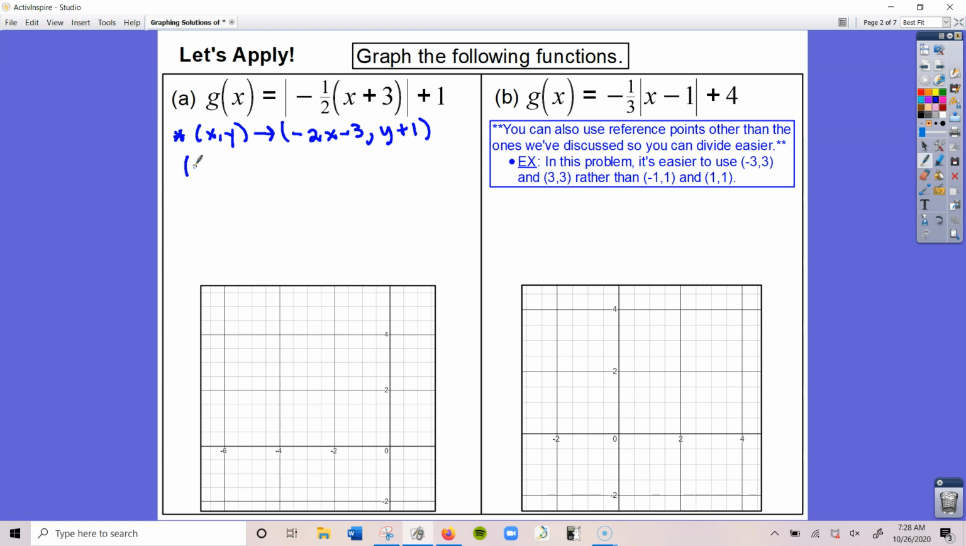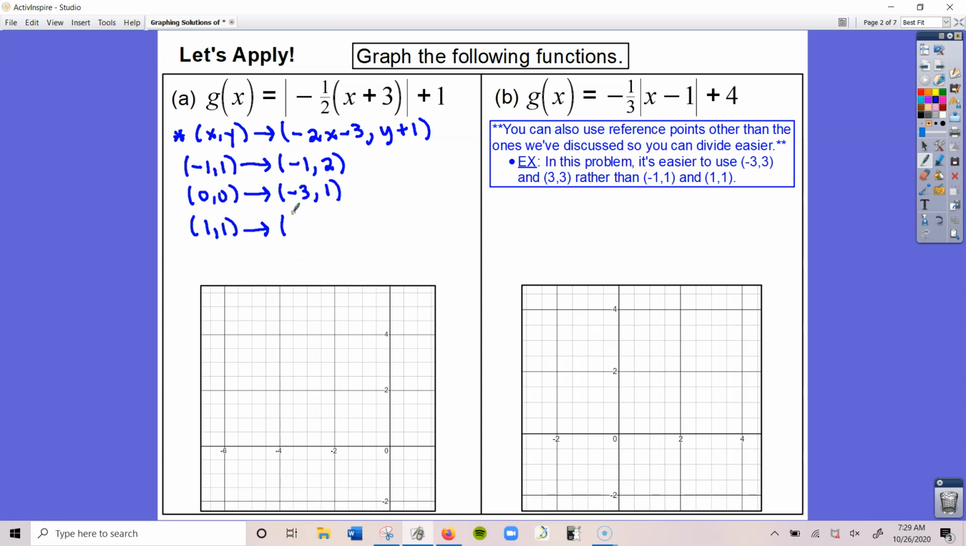Now we use our reference points, the same ones that we used the last time, (-1, 1), (0, 0), and (1, 1). And we're going to plug them into our rule. When you plug in negative 1 for the x, negative 2 times negative 1 is a positive 2. Minus 3 is negative 1. And when you plug in 1 for the y, 1 plus 1 is 2. Now when we plug in 0, negative 2 times 0 is 0, and 0 minus 3 is negative 3. And when you plug in 0 for the y, 0 plus 1 is 1.